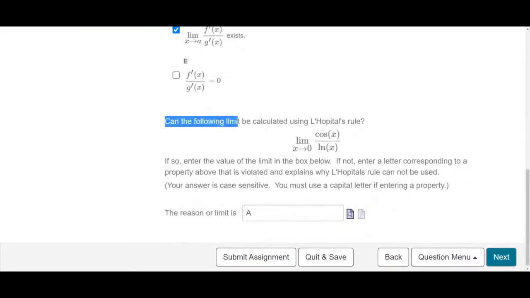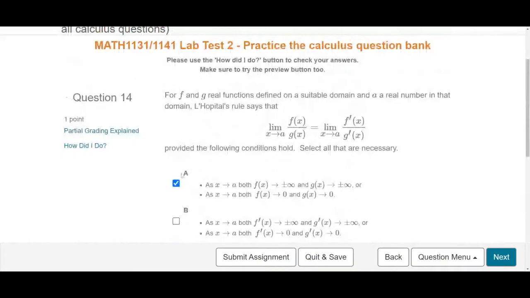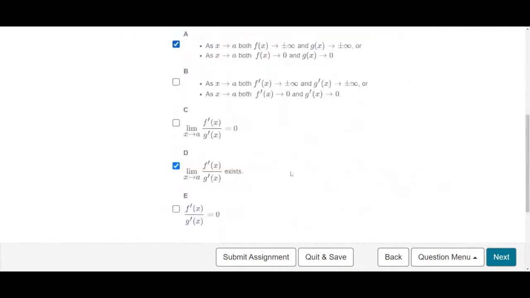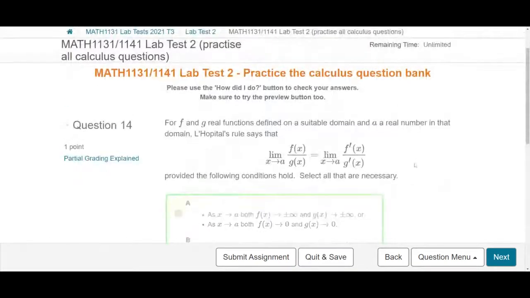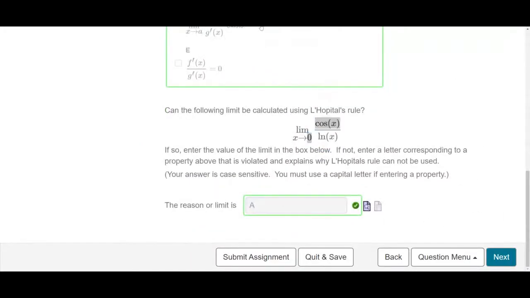All right, so the question is, can the following limit be calculated using L'Hopital's rule? Well, as x goes to 0, the cos of x goes to 1. So that's a problem because that doesn't go to 0 or infinity. So which one's violated? Part A. Okay, so let's check it. Oh, so lucky today.